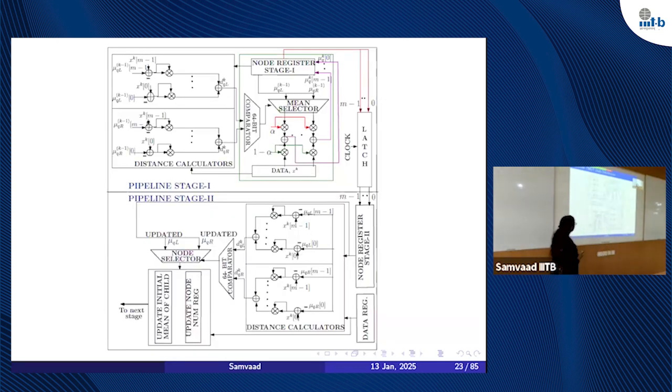So this was the architecture for pipeline one, where I had two stages of pipeline. Here the node 0, that is the parent node, mean update was going on, and in pipeline stage 1, I was processing the next two nodes, whenever the data was coming. Here also I used distance calculators because the algorithm was the same. Based on the distance, I was sending the data either to the left child or right child.